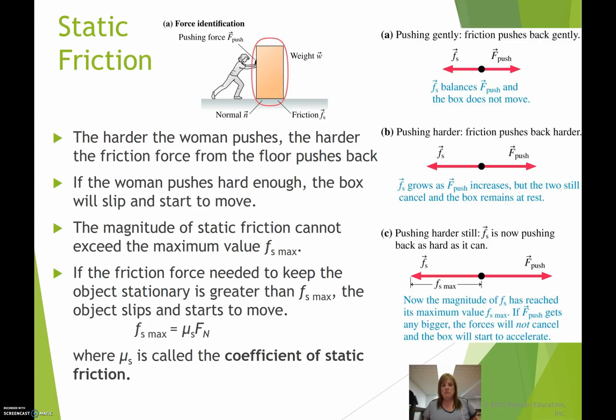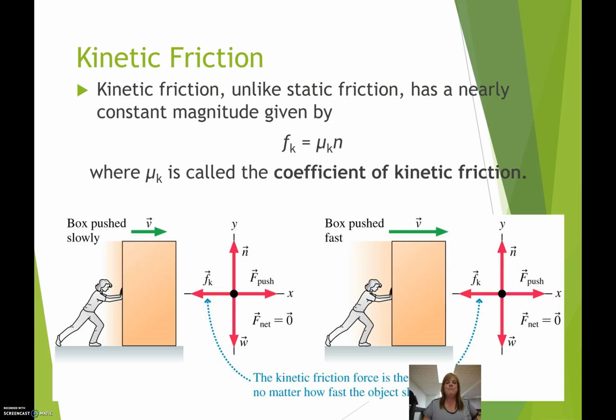Now, the problem with static friction is that because this equation exists, you're going to want to use it, but don't ever use it unless the problem says that the object is at Fs max or that it just slips. Other than that, you always have to do a sum of the forces in the horizontal direction to find the static frictional force.